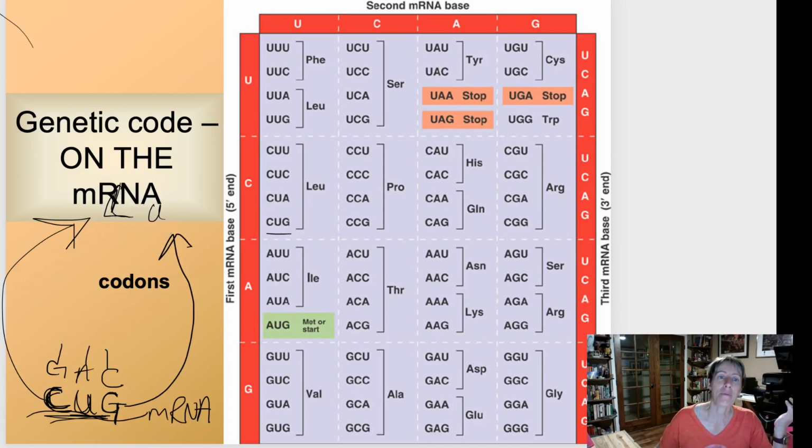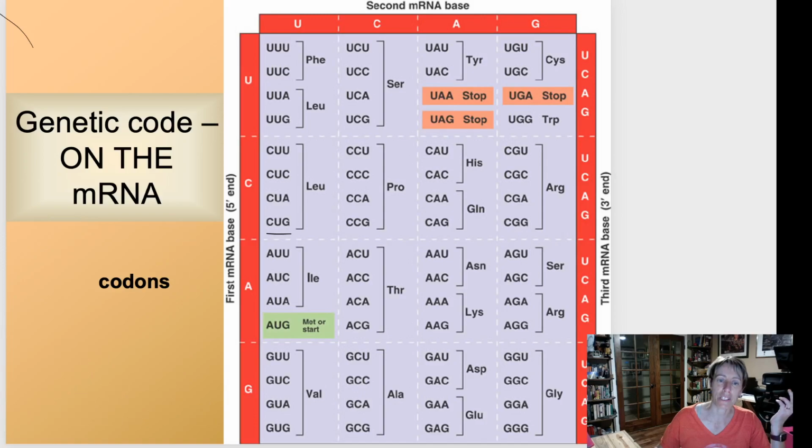Now, a couple of interesting things about the genetic code. It is absolutely amazing that every organism that we have so far looked at on the earth, it doesn't matter if you're a bacteria or a jellyfish or a fungus or a tree or a cactus or a human or a dog or a cat or, I don't know, an elephant. Every single living thing uses this same genetic code. We all speak the same genetic language.